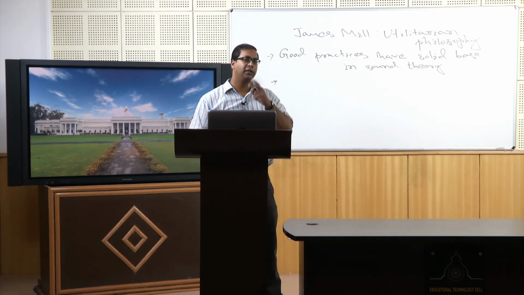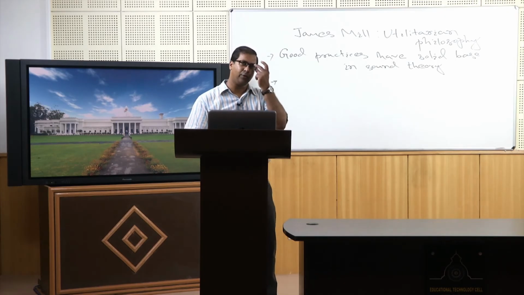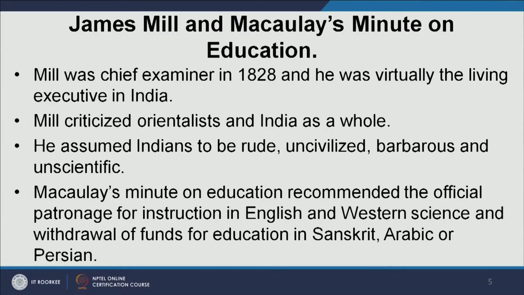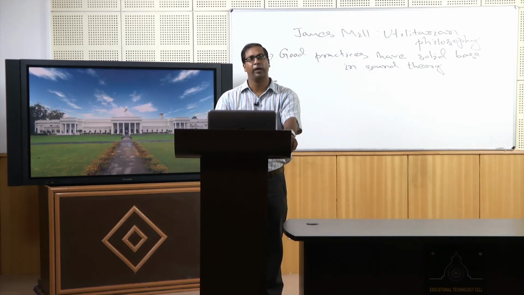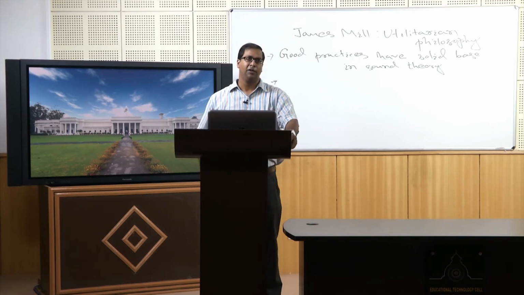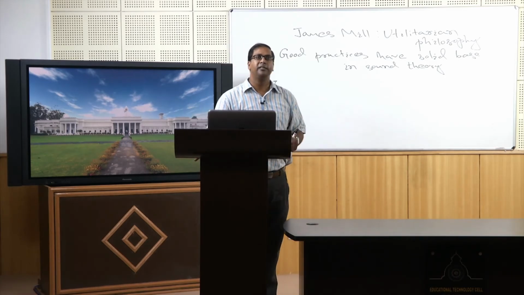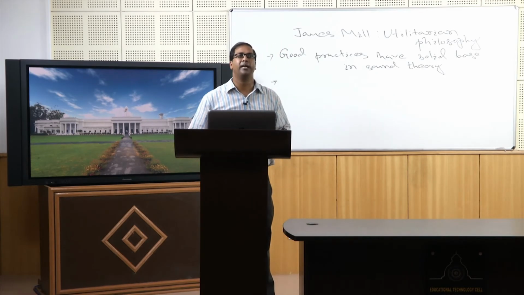And to add to it, he was involved with the East India Company from 1828 onwards. In fact, by 1830 he became the chief examiner, the highest position in the East India Company, who could take important decisions regarding policy matters in India. And for William Bentinck, the Governor General who came to India during that time, Mill's book, History of British India, was a standard textbook.